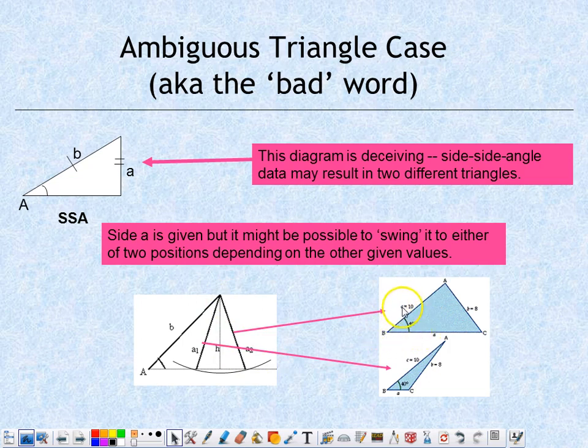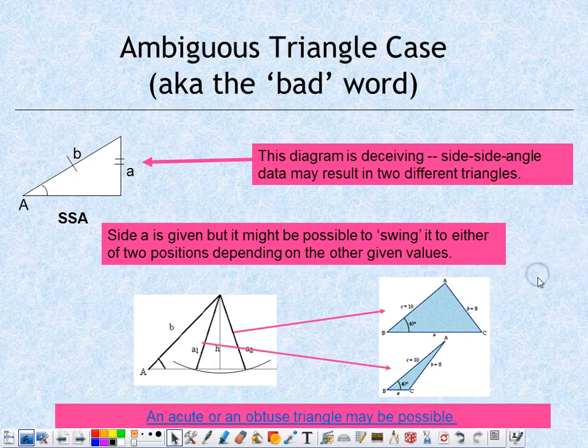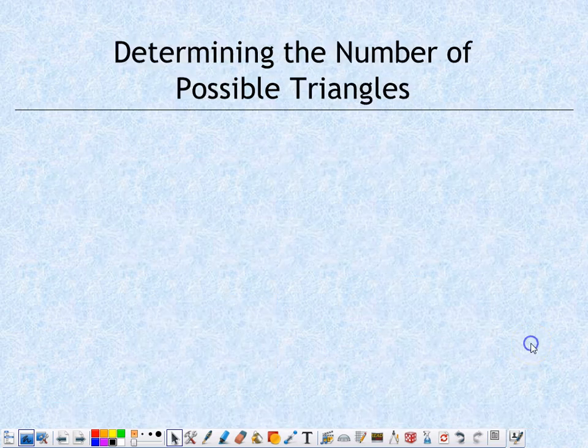So I've given you this angle on this side. This side you swung out. I gave you this angle, this side, and this side you swung in. So in other words, if I give you that information, you could make me two different triangles. And if that happens, we have to be able to figure out what those two triangles are. You could have an acute or you could have an obtuse triangle.